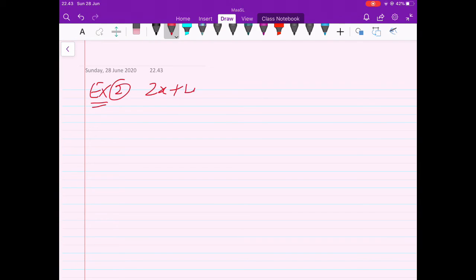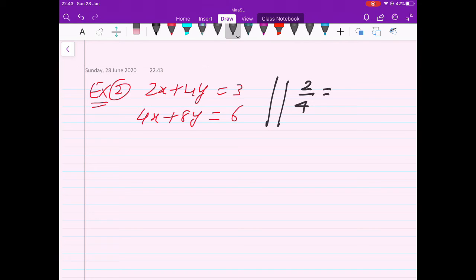2x plus 4y is equal to 3, 4x plus 8y is equal to 6. Now again we compare the ratio of coefficients of x, 2 by 4 in both equations is equal to 4 by 8 is equal to 3 by 6. If you simplify, they all are equal and they are equal to 1 by 2.